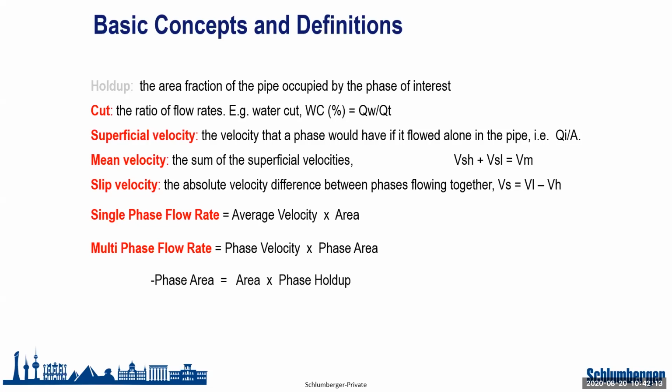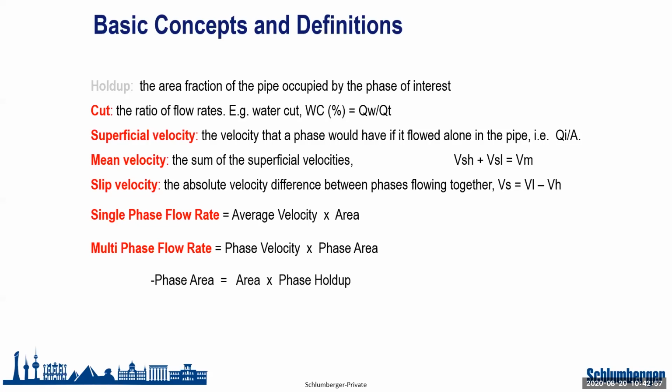Then we have what we call superficial velocity. Superficial velocity is basically the velocity of a single phase flowing along in the pipe. Then we have the mean velocity, which is basically the summation of all the superficial velocities, especially when we have multi-phase, where we will not have just a single phase flowing in the pipe. Now, very important, we have the slip velocity or slippage velocity. Basically this is the difference between phases flowing together. The slippage velocity is a very important concept.